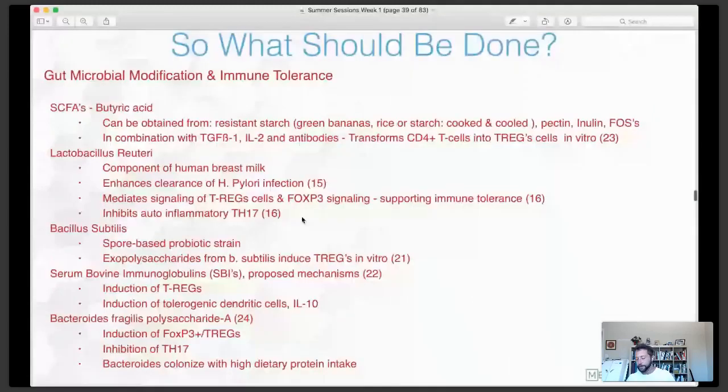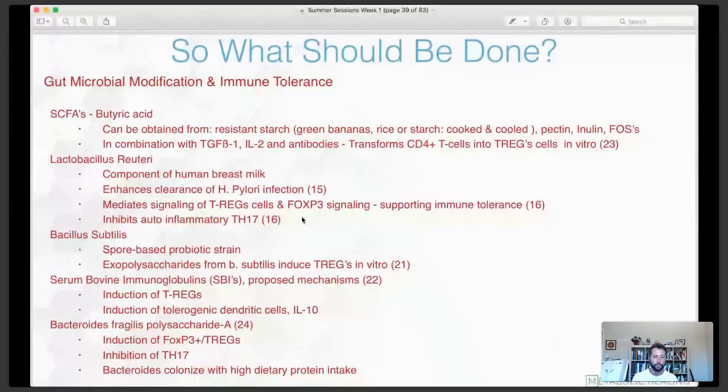So I'm not going to present all this data on what can we use to kill bugs. I'm going to rather present data on what we can do to promote immune tolerance and gut microbial modification. Because to me, this is the bigger issue that we need to be looking at. So short-chain fatty acids, increased diversity in the gut, can help to increase TGF beta, which is an anti-inflammatory cytokine, as well as Th2 promoting interleukin-2, and then the antibody system, as well as Tregs.